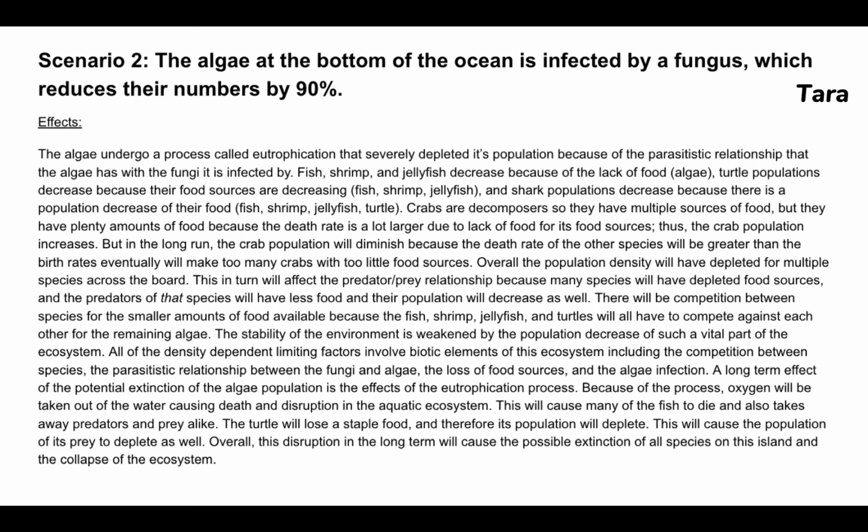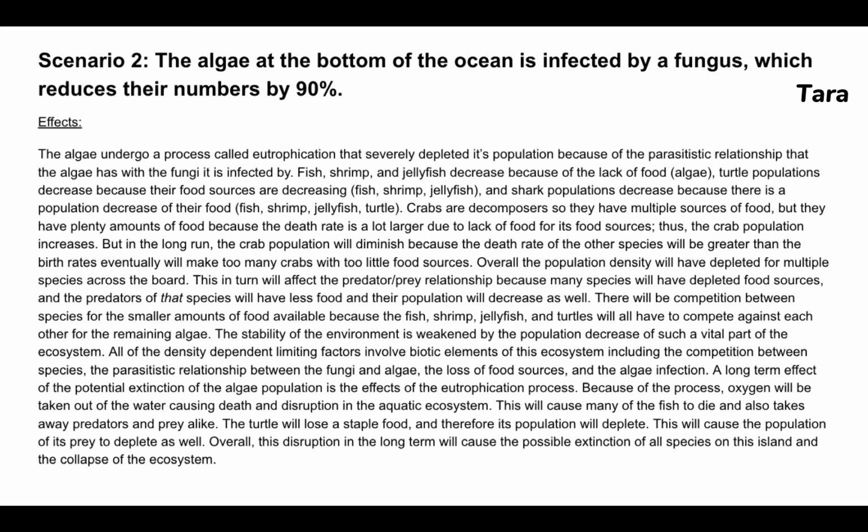The turtle populations will also decrease because their food sources will be decreasing because the fish, shrimp, and jellyfish will have less food to eat. And shark populations will have the same sort of scenario where their food source, the fish, shrimp, jellyfish, and turtles, will have a population decrease because their food sources are depleting as well.